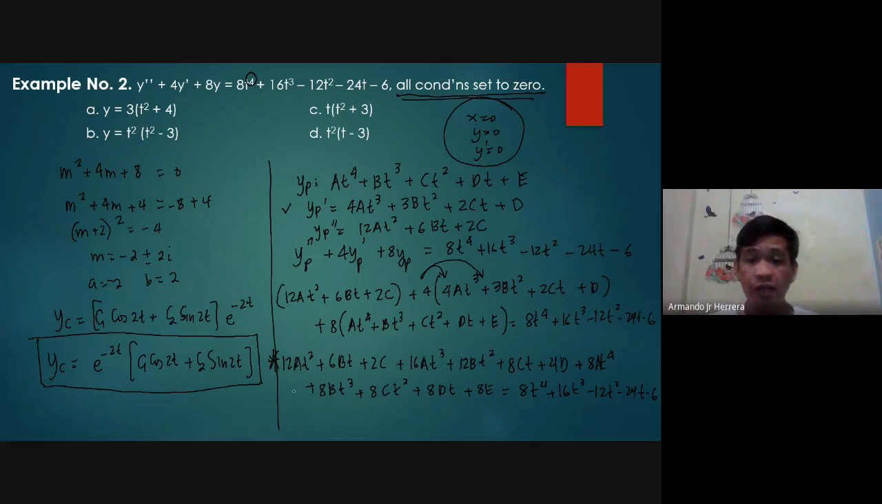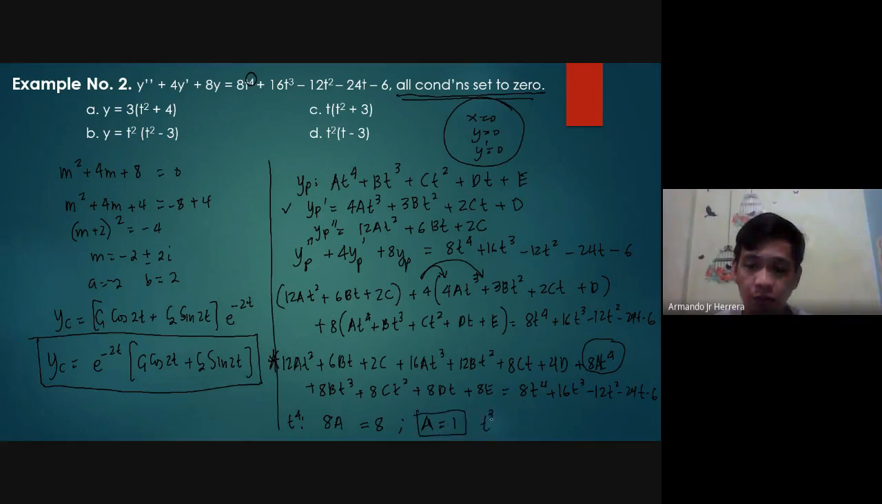So using equating coefficient for t to the 4th tayo muna. Lahat ng t to the 4th. So this is the only t to the 4th on the left side. So that's 8a equals 8. Then the value of a is 1.